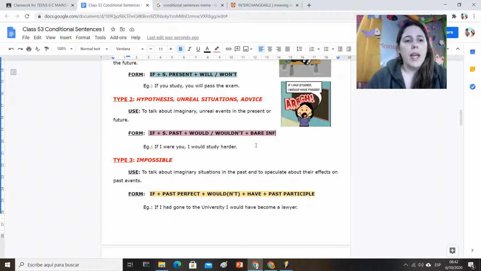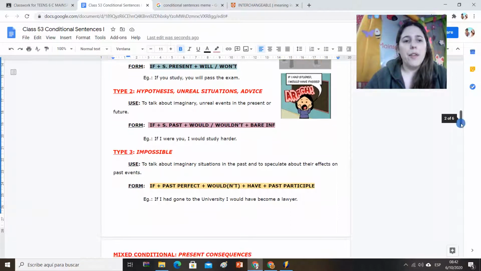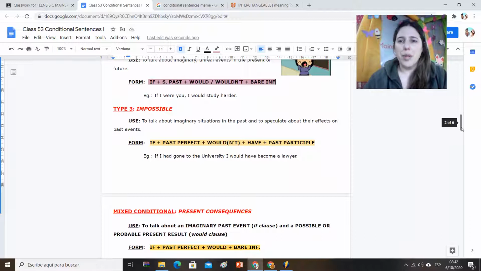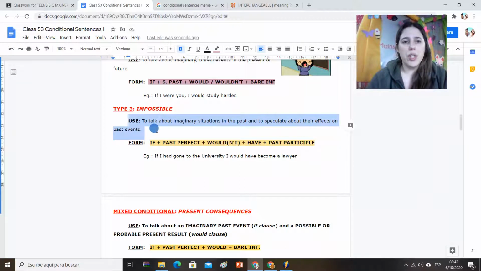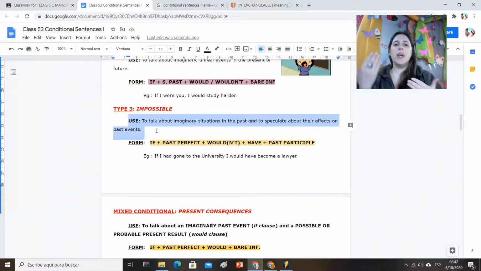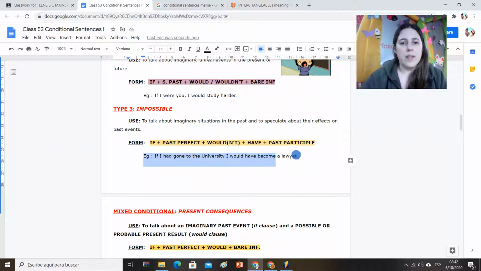Okay? Now, type 3. This type 3, conditional, is about past events. And as I said before, past events cannot be changed, but I speculate. So this conditional is going to be used to talk about imaginary situations in the past and to speculate about their effects on that past event. Okay? So let's read first the example and then the structure.